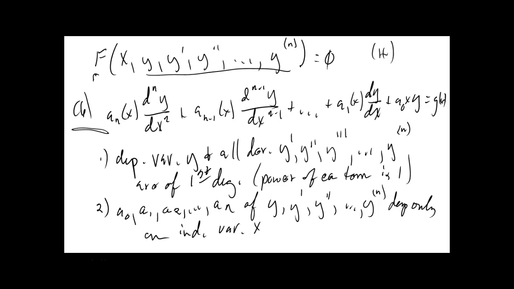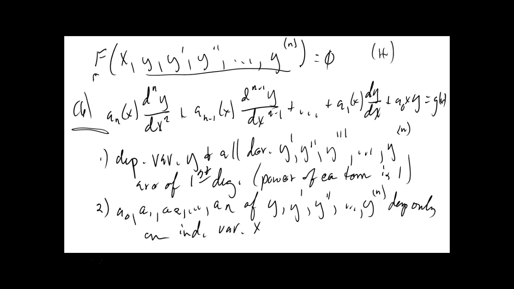Now, one thing they've left out here, and I think they mean it to be included: the dependent variable y and all of its derivatives are of the first degree. But what they didn't say is that neither can any one of them be multiplied by another in the same term. They can be added to each other, but they can't be multiplied. Neither statement actually says that, but that's also included there.